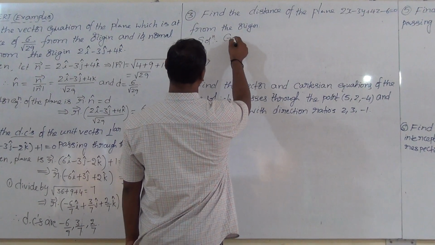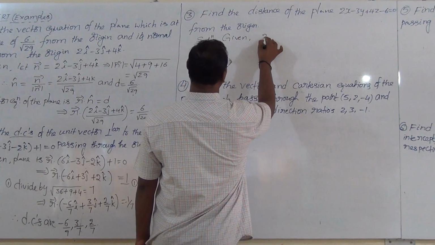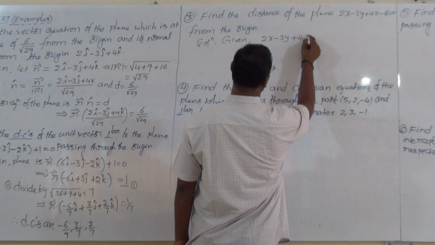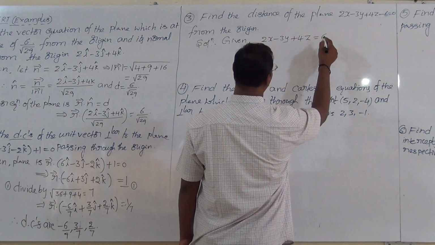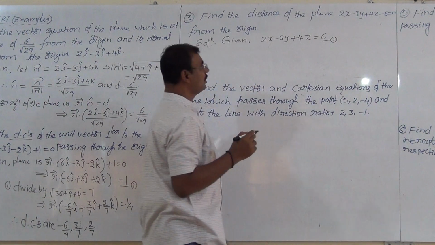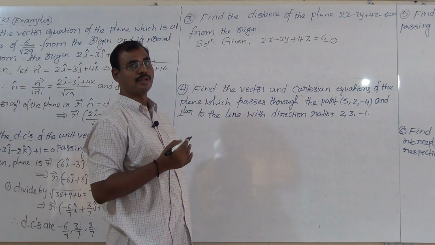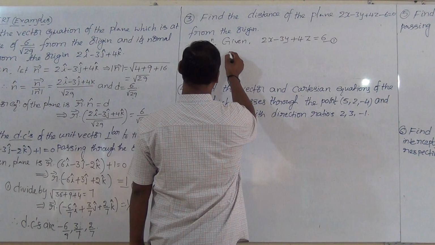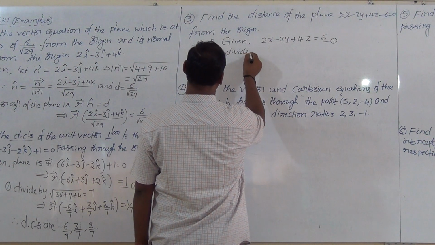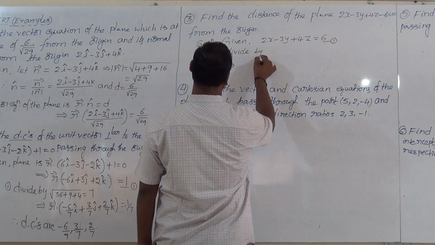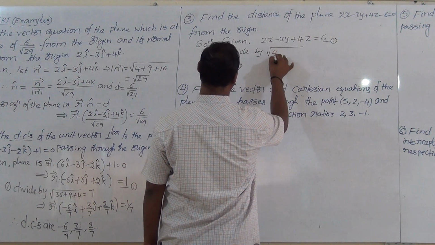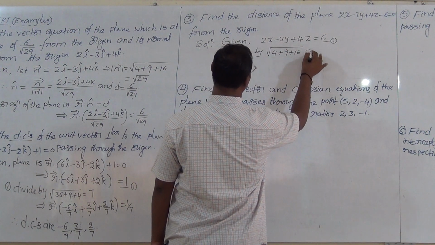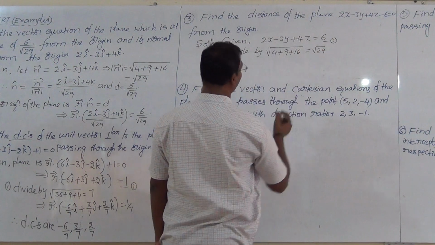Take the given plane, 2x minus 3y plus 4z is equal to 6. This is the first one. So we make it into the normal form. How to make it into the normal form? Divide the equation by the square root of 2 squared plus minus 3 whole squared plus 4 squared, which is equal to the square root of 29.